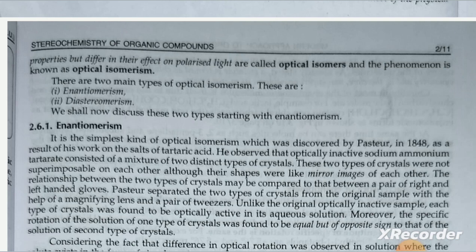isomerism. There are two main types of optical isomerism. These are, first, enantiomerism, and second, diastereomerism. We shall now discuss these two types, starting with enantiomerism. First is enantiomerism.